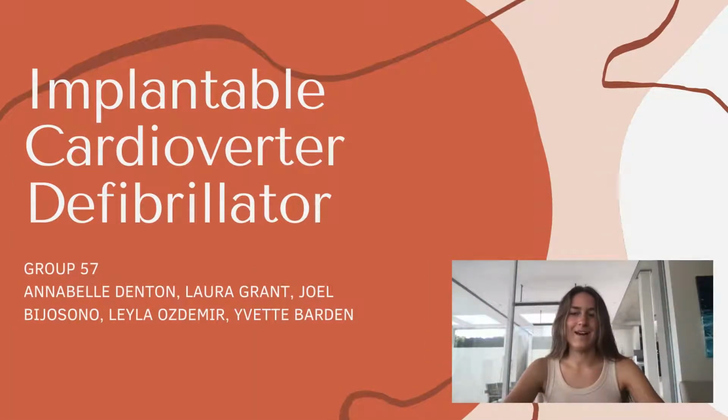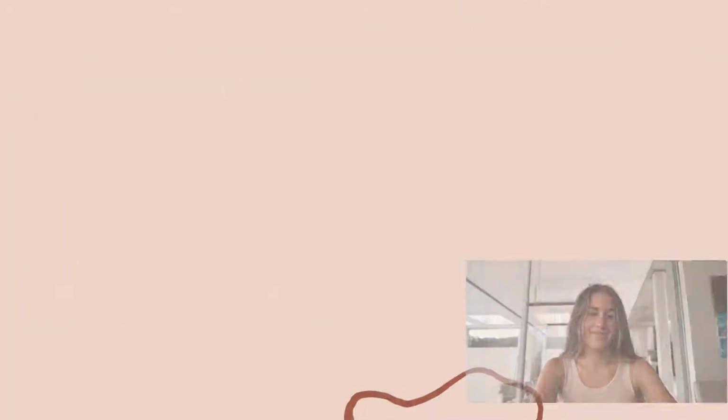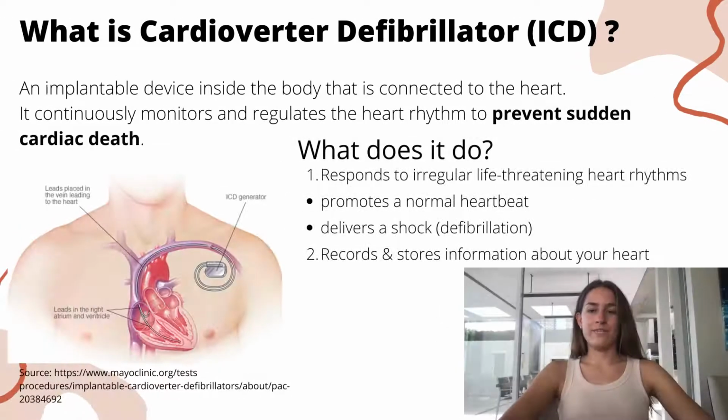My colleagues and I will be exploring the implantable cardioverter defibrillator, what it is, how it works, and the ethical and social issues associated. A cardioverter defibrillator is an implantable device inside the body that is connected to the heart. It continuously monitors and regulates the heart's rhythm to prevent sudden cardiac death.